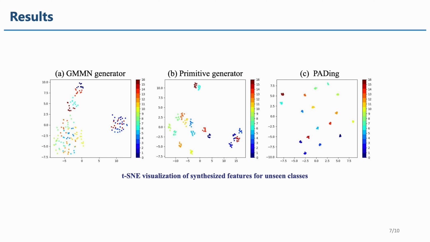To validate the effectiveness of our generation, we visualize the features of unknown classes generated by different generators. For baseline methods like the GMMN generator, the generated features appeared disorganized and lacked discernible intra-class and inter-class relationships. For the generator without alignment relationships, the primitive generator already achieved good results. However, the inter-class relationships were not very clear. By adding the relationship constraints, which we refer to as our PADING module, we were able to generate features that were compact within classes and loosely separated between classes.